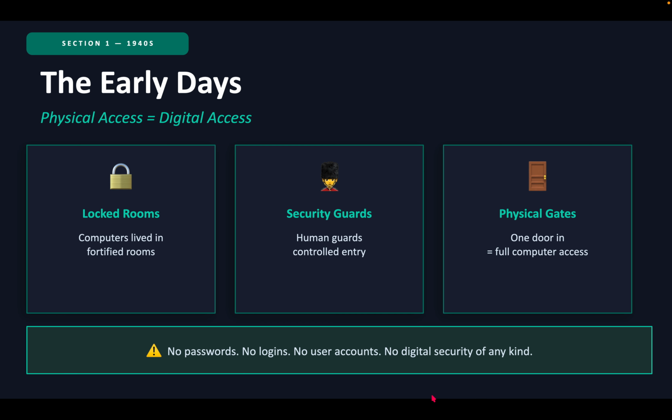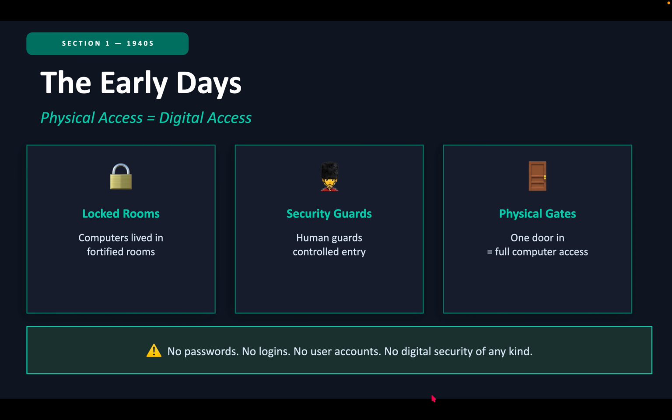The early days. In the late 1940s, the first computer, or machine, was created, and guess what? Back then there was no such term called authentication. Computers were huge machines kept inside a secure room, and security was handled through locked doors, security guards, and controlled building access. And that was it. If you could walk into the room, you had full access to the machine. The simple rule was known as: physical access equals digital access.